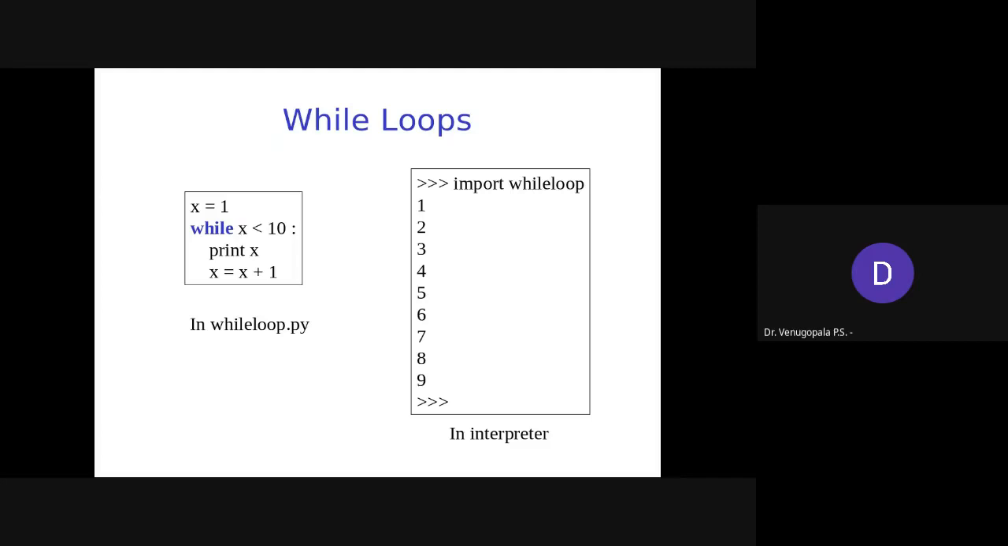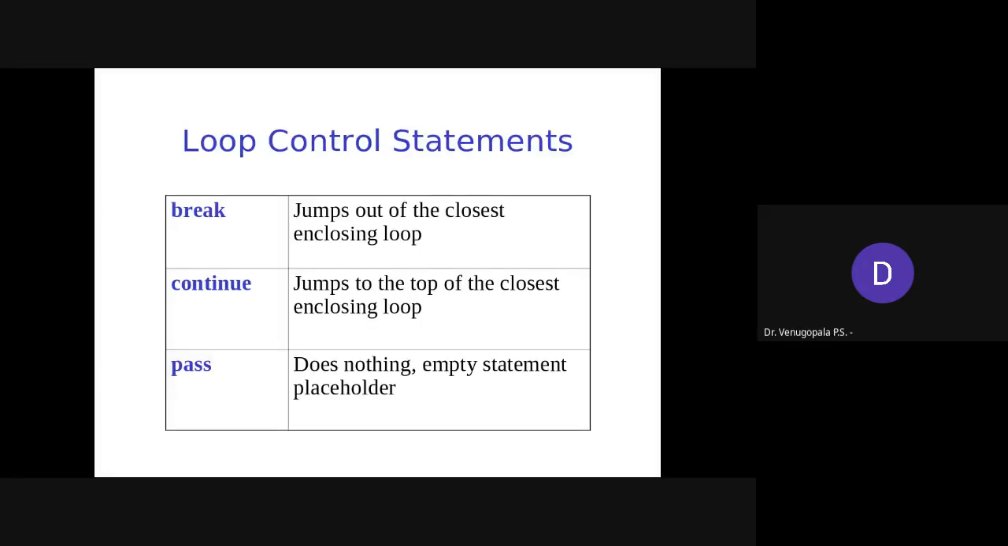It's a little bit different. While and do while remain the same, but when it comes to the for loop, there is a small difference in the syntax. We have these statements: break, continue, and the new thing here is pass. Break, as you know, stops the loop and comes out of the loop. Continue skips the next statements inside that loop, goes back to the beginning of the loop and goes with the next iteration. Pass does nothing. That's the meaning.